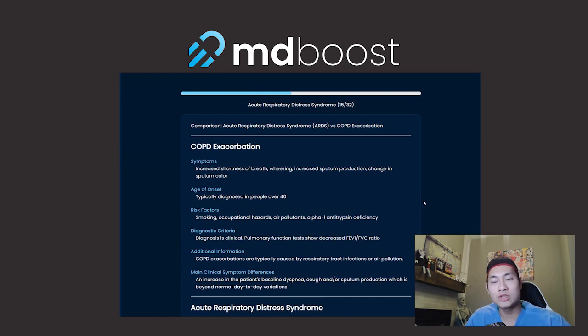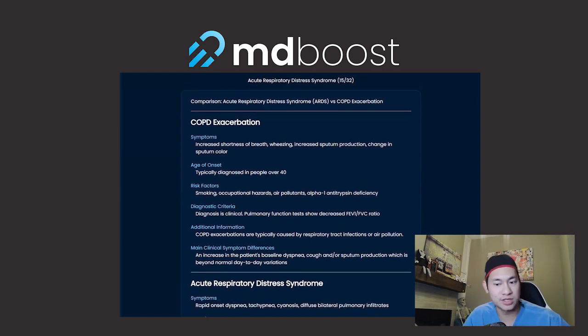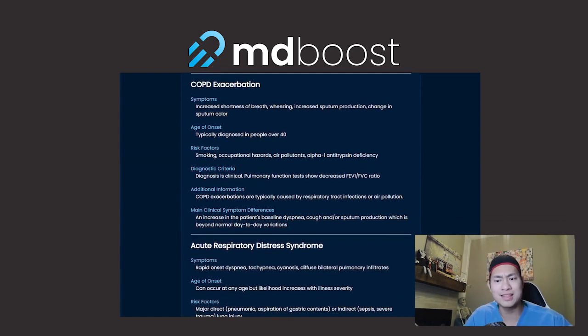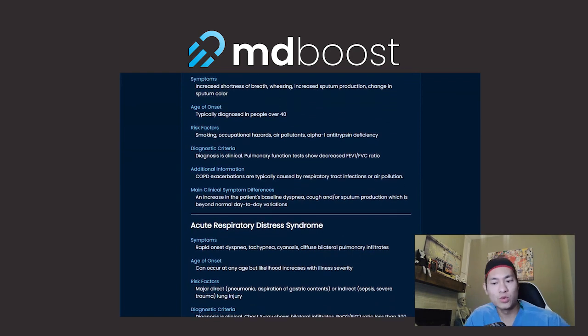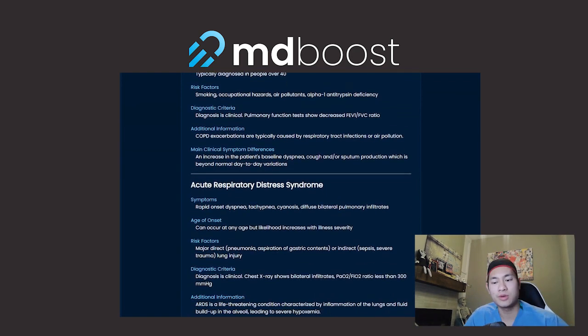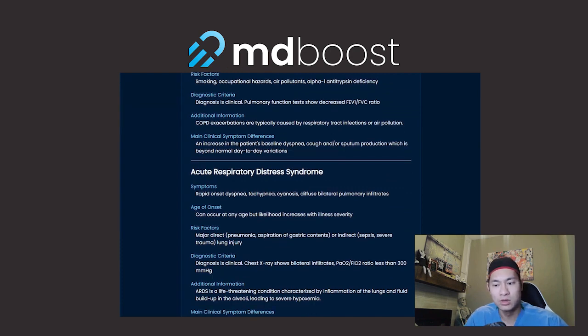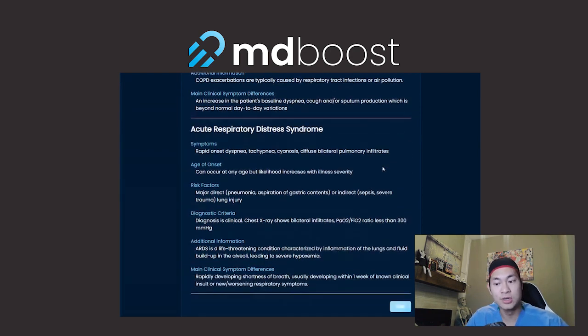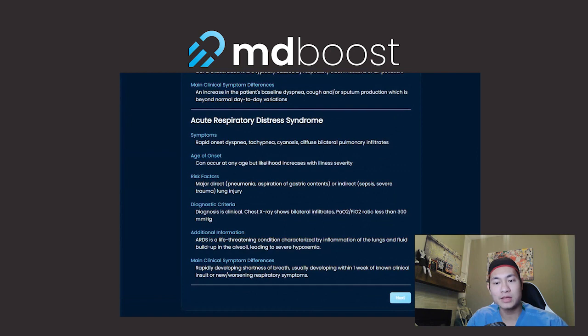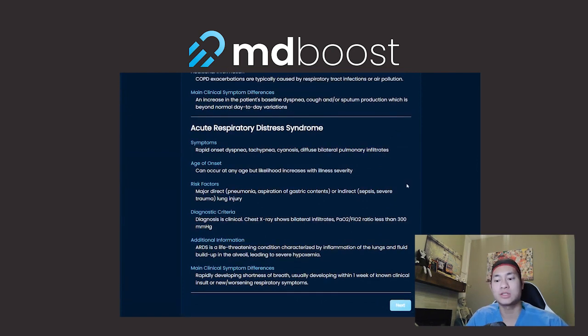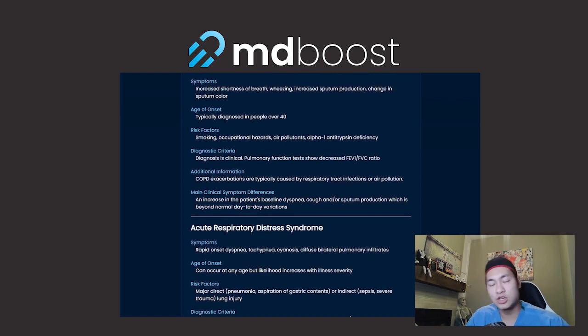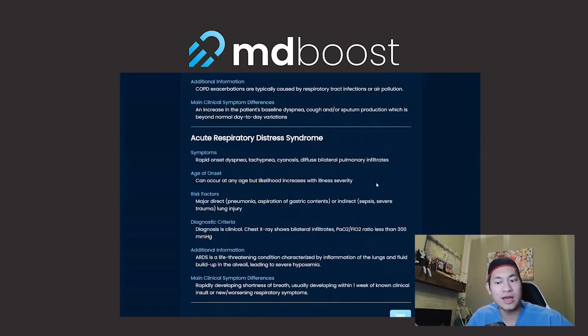Okay, and now you start getting into the nitty gritty and comparing acute respiratory distress syndrome versus COPD exacerbation, which is very similar. So you can see them back to back, right? The symptoms, the different onsets, risk factors, diagnostic criteria, additional information and main clinical symptom differences. So this is key to see them back to back so that when you see it on a test, you can say, oh yeah, I remember that it's a lot different, COPD exacerbation versus ARDS, right?